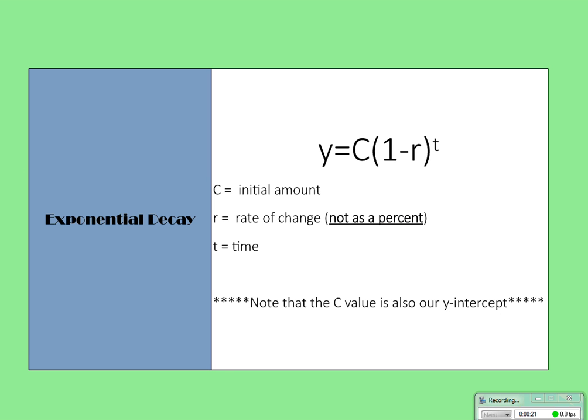So very similar to exponential growth. Remember, exponential growth, you had C(1 plus the rate) to a time t. Now you're just flipping it around and saying your rate of decay is going to be subtracted from 1. All right, so the main thing you raise to an exponent better be smaller than 1.